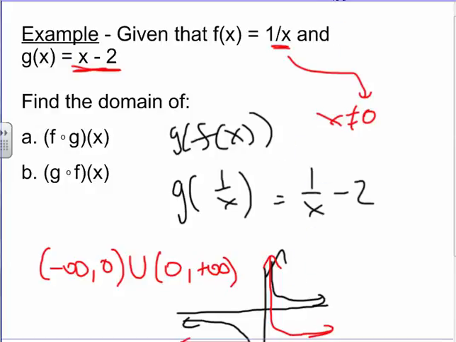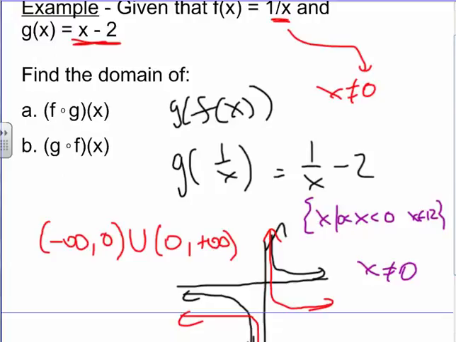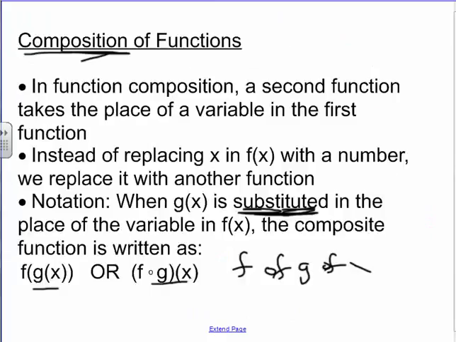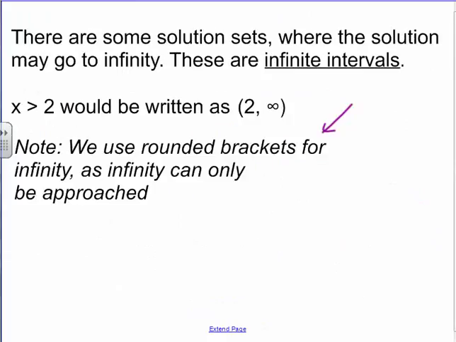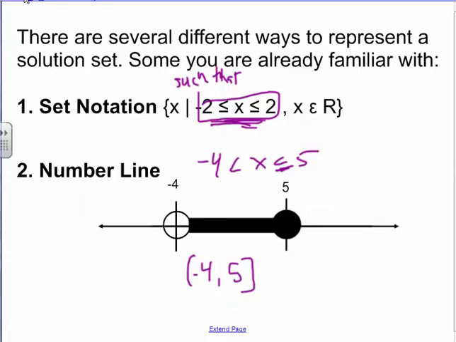Alternate ways of writing it include curly bracket x such that x is less than 0 or greater than 0, x is an element of the reals or something. You can do something funky like that. Some people will just say x can't be 0. All of these kind of mean the same thing. I need you to be familiar with all the notations, though. So going back to our first slides, make sure you're familiar with all the different ways of writing domain and range. So be familiar with the interval notation, be familiar with set and number line notation, because they're all valid.